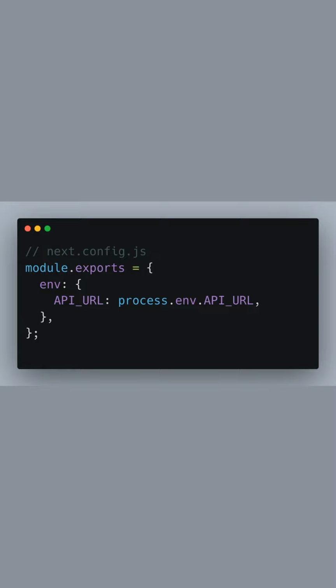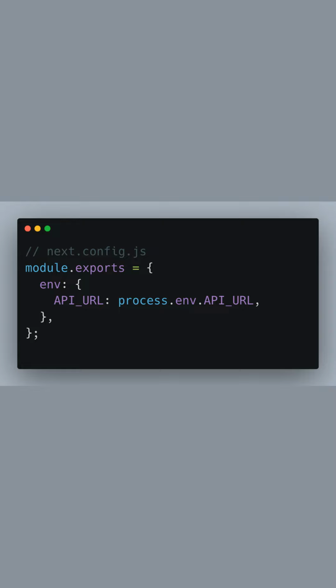Next, we'll configure Next.js to use our environment variables from the env.local file. Open or create a next.config.js file in the root of your project, then export an object with an env property. Inside the env object, we map the API_URL to process.env.API_URL.